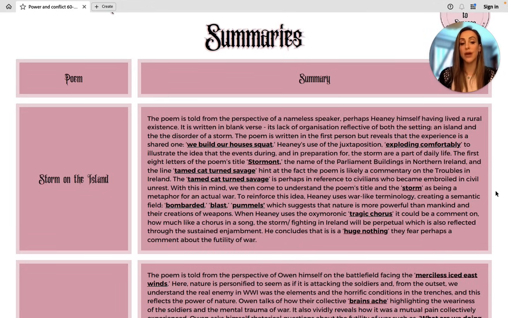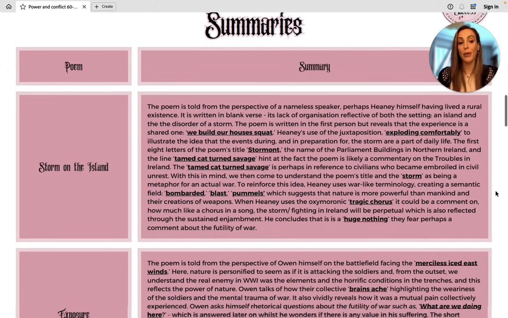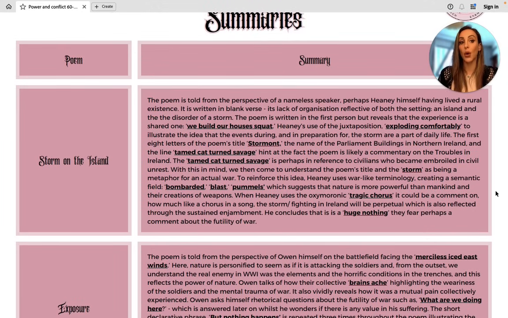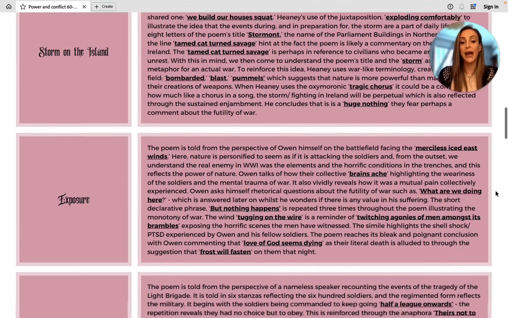When Heaney uses the oxymoronic tragic chorus, it could be a comment on how, much like a chorus in a song, the storm and fighting in Ireland will be perpetual, which is also reflected through the sustained enjambment throughout the poem. He concludes that there is a huge nothing they fear, perhaps a comment about the futility of war, so the pointlessness of war.